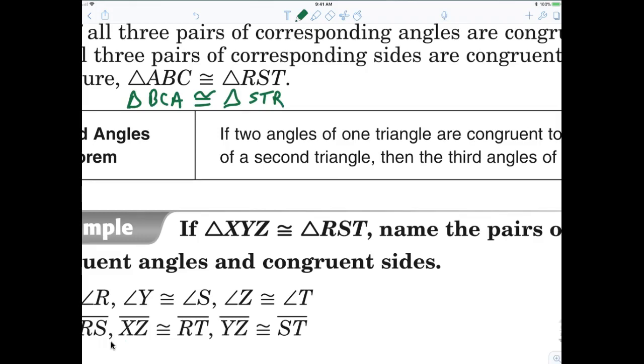Now, generally, you go counterclockwise or clockwise. It doesn't matter. But you're not allowed to skip around. Vertices. We'll talk about that more if that didn't make sense.